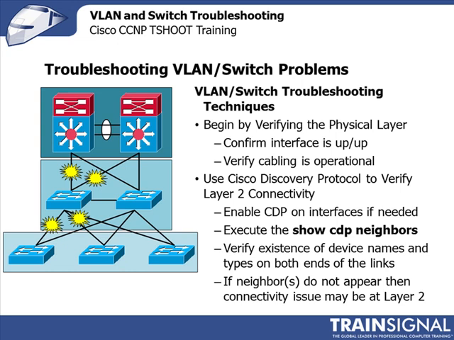The second thing to do is use Cisco Discovery Protocol to verify layer 2 connectivity. If you have it turned off, turn it on just for testing purposes. Execute the command show cdp neighbors, and verify the device names you're expecting to see, and the types on both ends of the link. If there are no neighbors being shown and you have everything configured so that there should be, you may have a layer 2 issue of some kind, and that can help you isolate which layer of the OSI model the problem is in.